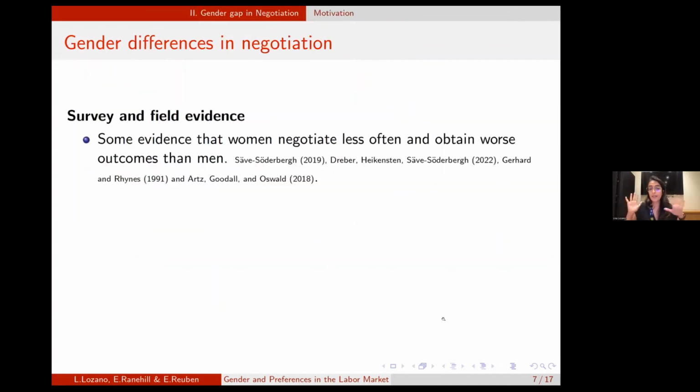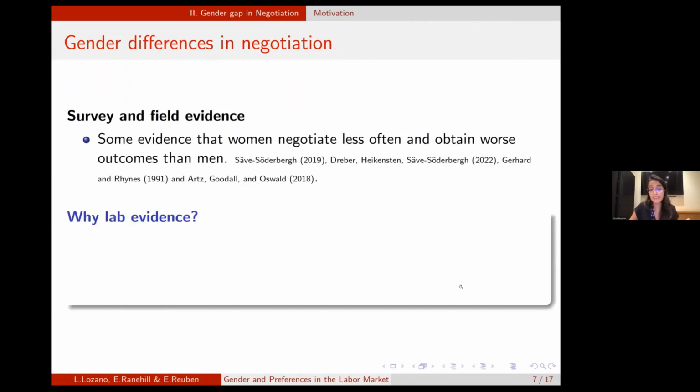Now, so this is for risk in competition, moving towards bargaining, the gender differences in negotiation. So there is some evidence showing that actually women negotiate less often than men, and when they do so, they obtain worse outcomes than them. But it is very unclear to understand, with just field data, what are the mechanisms behind these decisions of women to negotiate less.